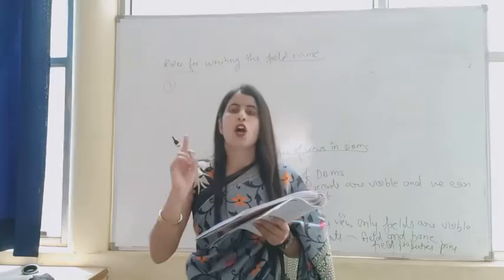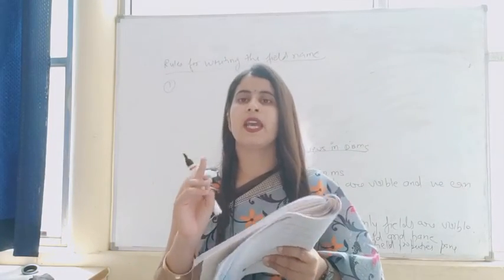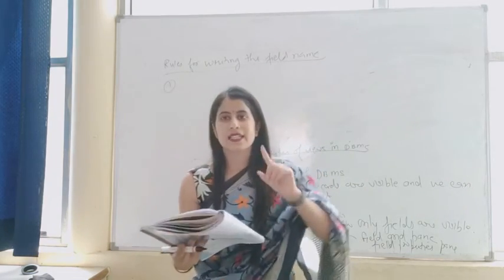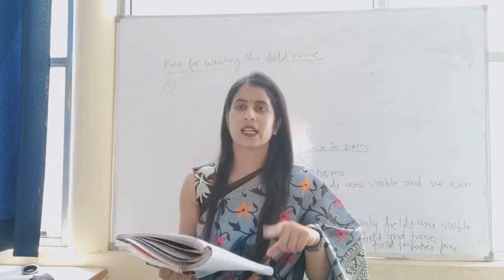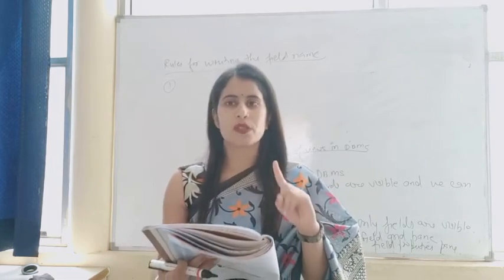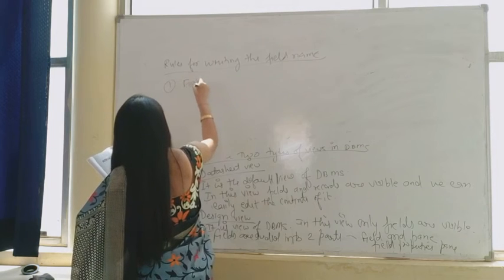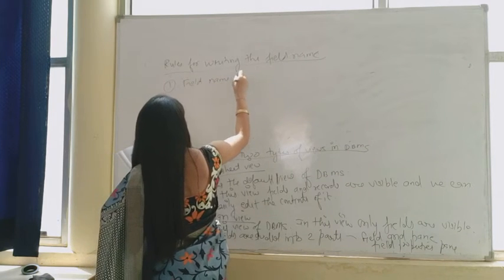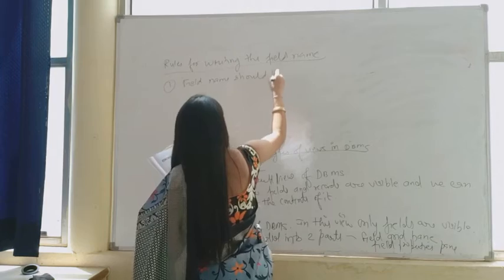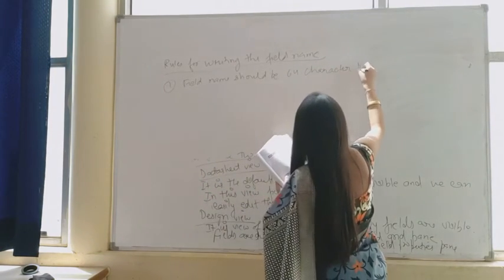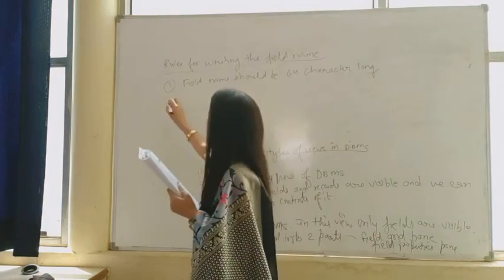First rule is the field name should be up to 64 characters long. Means it should not exceed the limitation of the character. The limit is 64. Up to 64 characters it can be there only. So field name should be 64 characters long. What is the second rule?